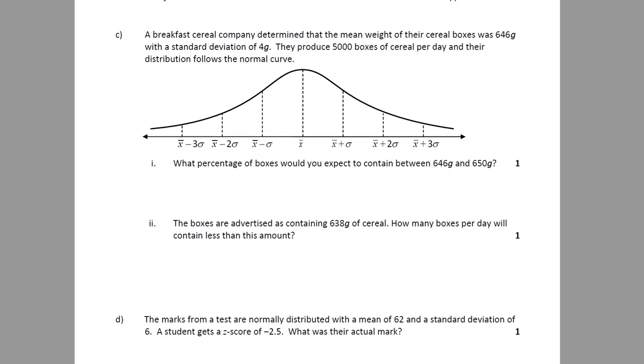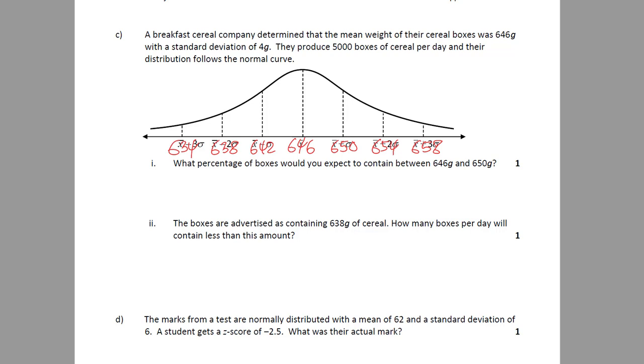Okay, a bit of normal distribution. Talking about a breakfast cereal company determined their mean weight of their cereal box was 646 grams. Let's put that here. Here's the mean, 646 grams. And a standard deviation of 4 grams. That means I'm going up and down by 4s. 646 plus 4 is 650. Plus 4 is 654. Plus 4 is 658. Down 4s will be a 642 and a 638 and a 634.